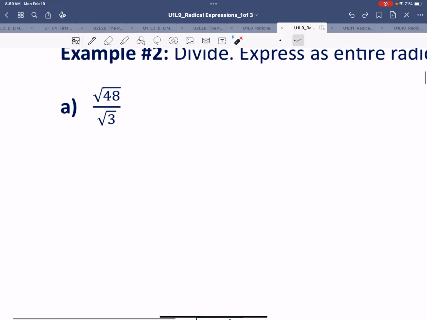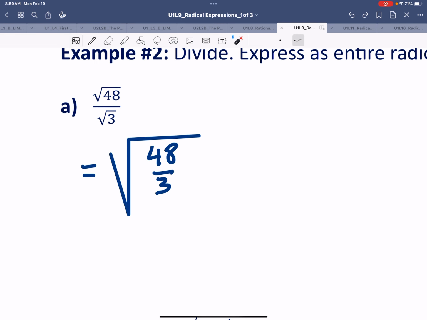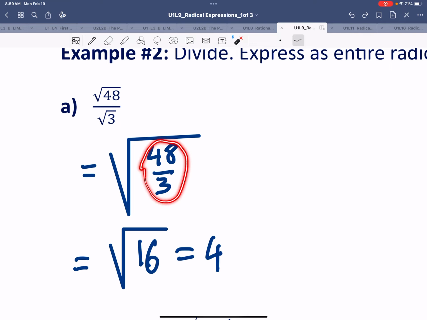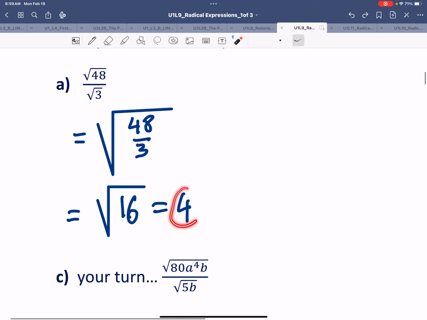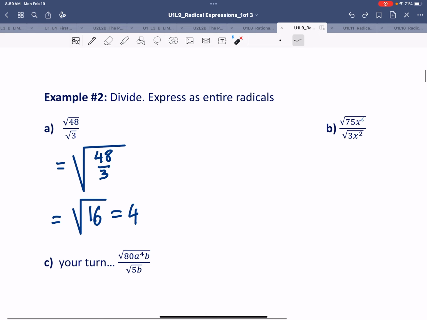So in the next example, example number 2, we have to divide and express the answer as a single radical. So we have the square root of 48 divided by the square root of 3. So that would be equal to square root of 48 divided by 3, or simplify the radicand inside. We have the square root of 16, and that equals 4. The answer is 4. So we didn't need to leave it in radical form because it became even simpler.